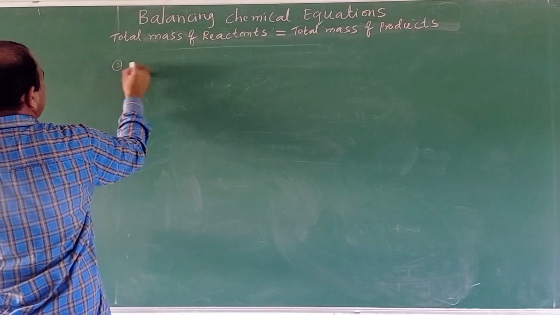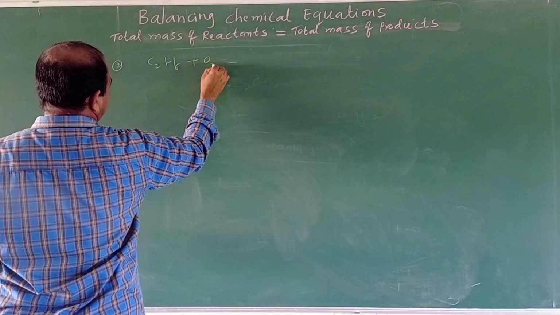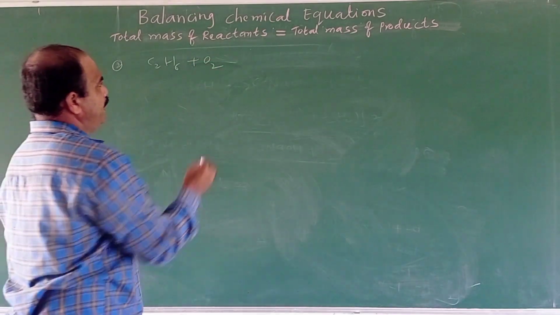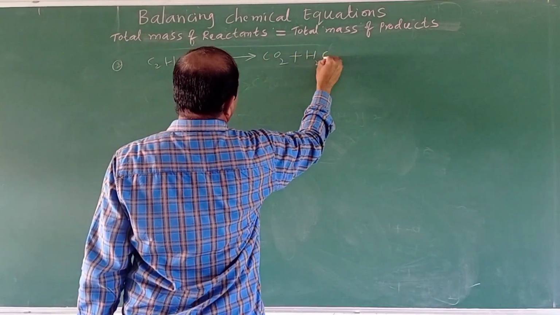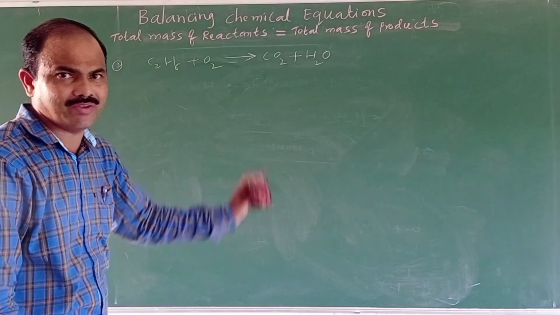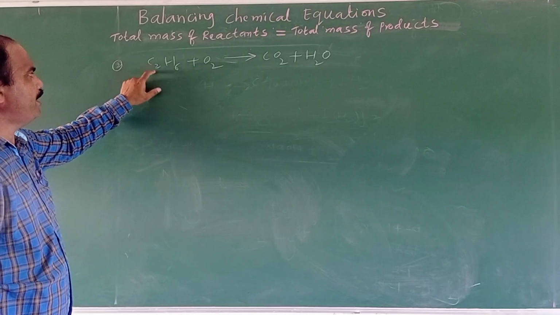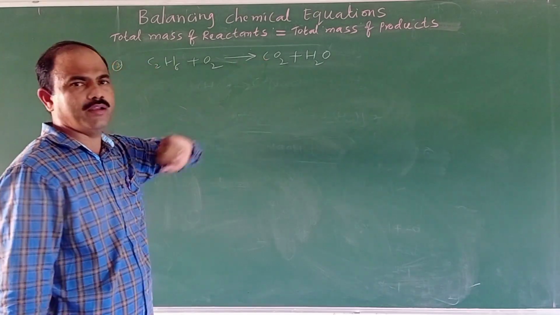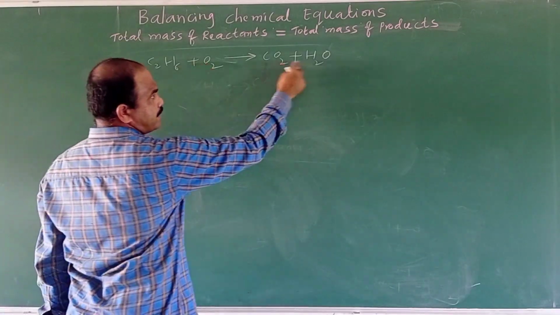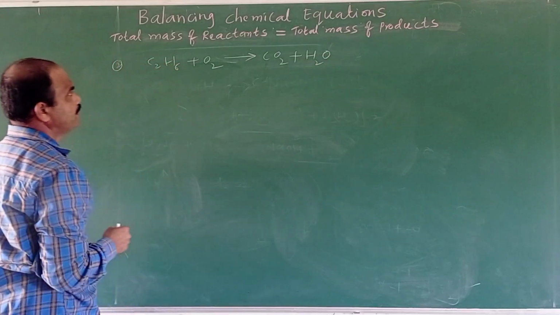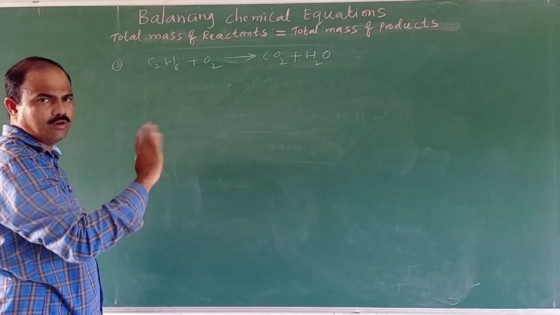The second example: C2H6 reacts with oxygen, and it gives carbon dioxide and water. But this is not a balanced equation, because here two carbon atoms are participating, but here only one carbon atom is there. Here two oxygen atoms are participating, but here three oxygen atoms are there. Here 6 hydrogen atoms are there, but here only 2 hydrogen atoms are there. And now we have to balance the equation.